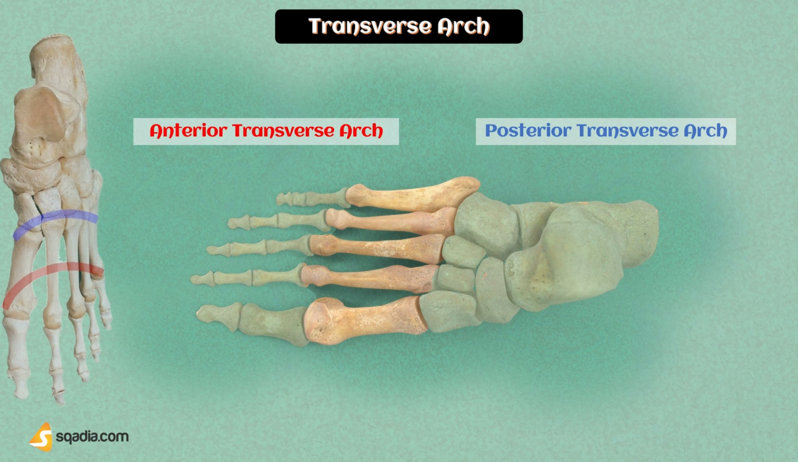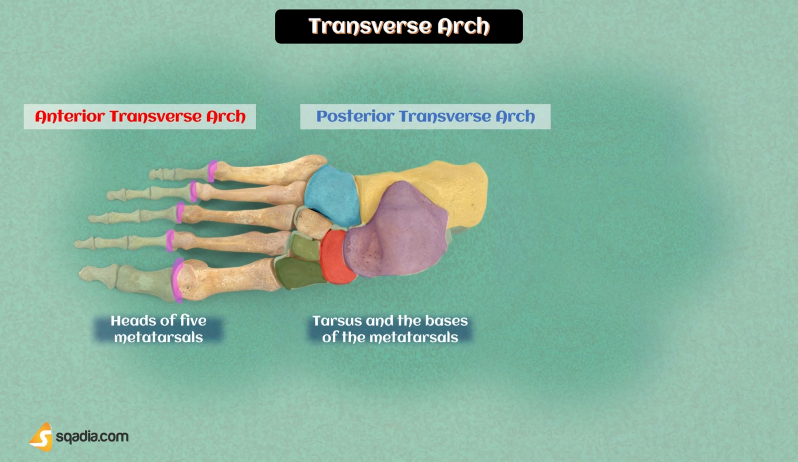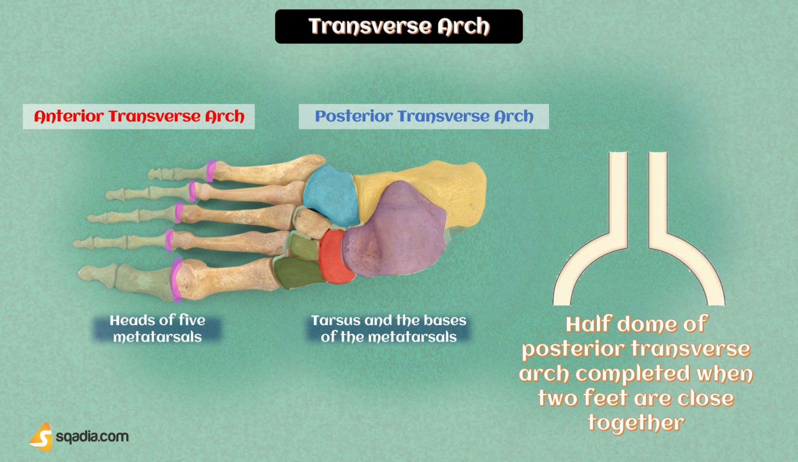The anterior transverse arch is formed by the heads of the 5 metatarsal bones, with the first and fifth metatarsals forming the two ends of the arch that come into contact with the ground. The posterior transverse arch, on the other hand, is formed by the greater parts of the tarsus and the bases of the metatarsals. This arch is incomplete because only the lateral end comes in contact with the ground, resulting in a half-dome shape. The other half of the dome is formed by the corresponding arch of the opposite foot.